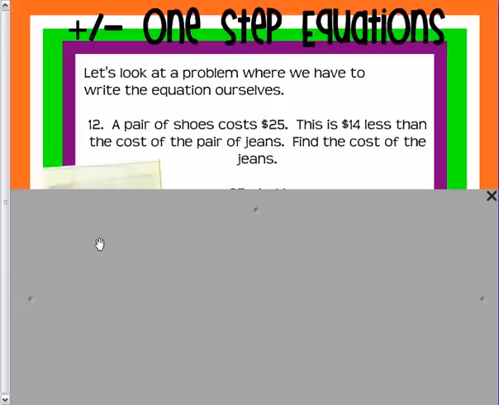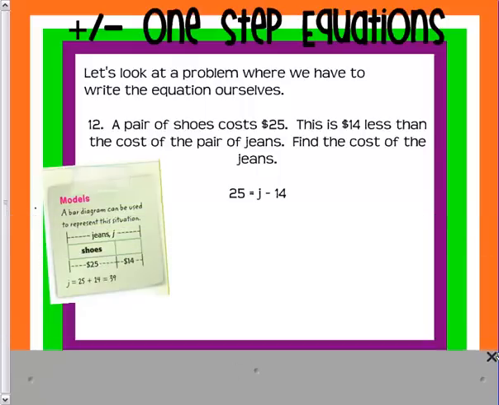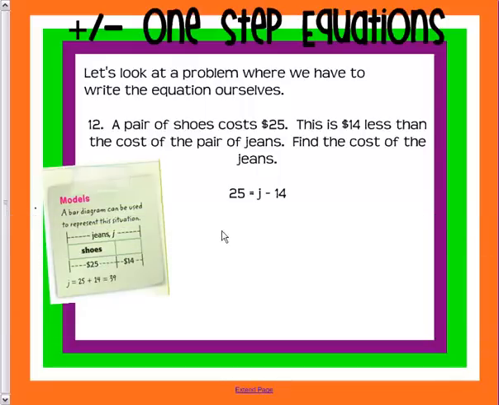Okay, so let's look at a problem where we have to write the equation ourselves again. A pair of shoes costs $25. This is 14 less than the cost of the pair of jeans. Find the cost of the jeans. Okay, so the pair of shoes costs $25, and that equals the jeans minus 14. So let's come up with a way to solve this. We've got the total cost of the jeans, and the jeans would be both the shoes cost and 14 more. So if we add 14 to both sides, we're left with the jeans equaling $39.